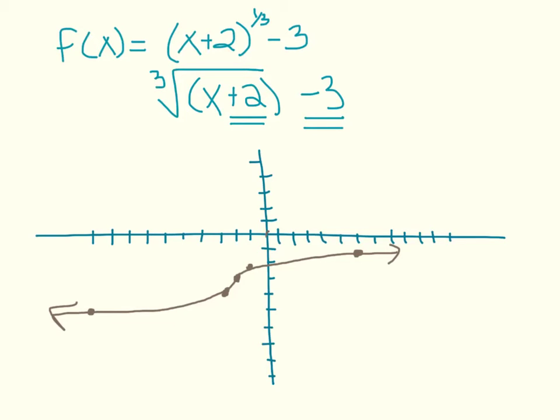where the 0, 0 has gone left 2 units and down 3, and all the other points have as well. The domain and range on this one are still going to be all real numbers, negative infinity to infinity, for both domain and range.